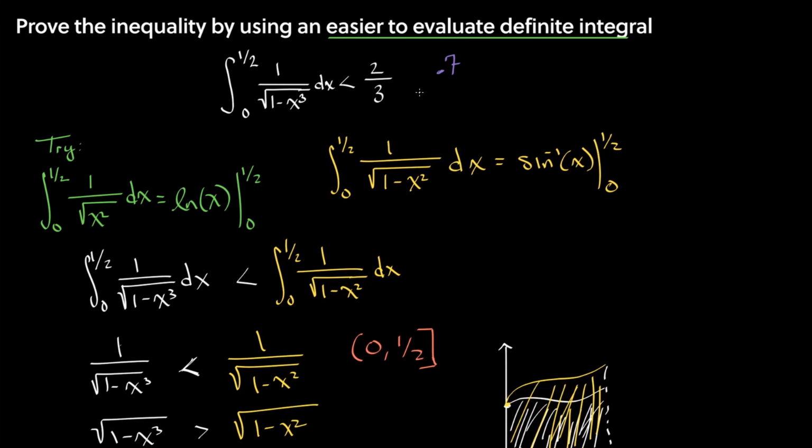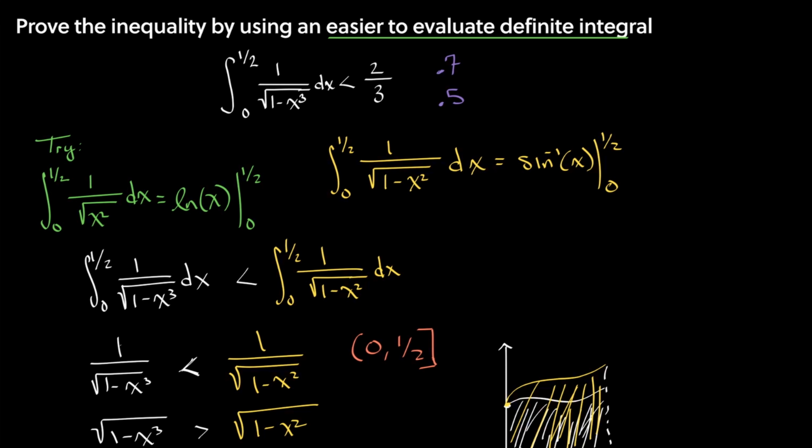But conversely, if we evaluated this definite integral and got a value less than 2/3, say something like 1/2, then yes, that would prove this inequality, because this definite integral would be less than 1/2, and 1/2 is certainly less than 2/3. So that would be good. We're really hoping that when we evaluate this definite integral we get a value less than 2/3. So let's see if that's the case.